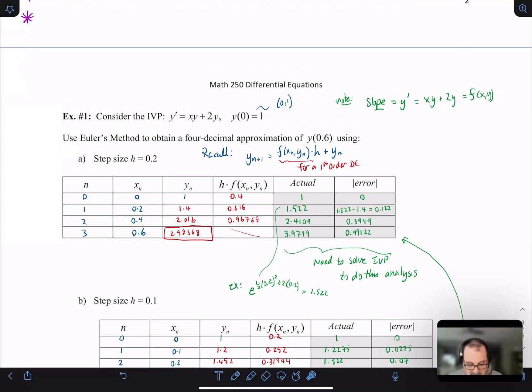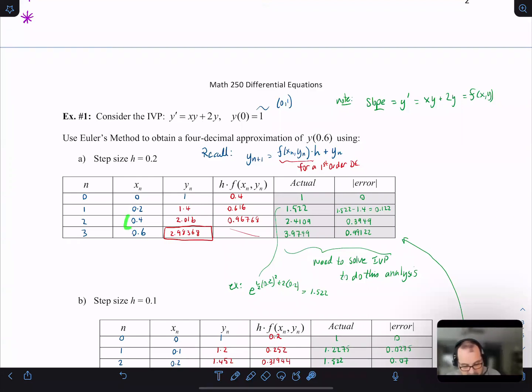And then I just repeat this process. I use the coordinate point next at 0.2, 1.4. I plug that into my f function to get my slope value. I multiply it by 0.2. Just for convenience, I put that value in here. I got this to be 0.616. And then I do this plus this added to this, that would give me my new y value right here.